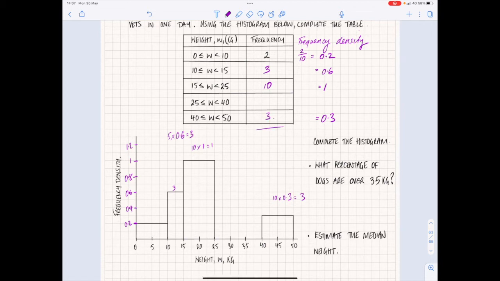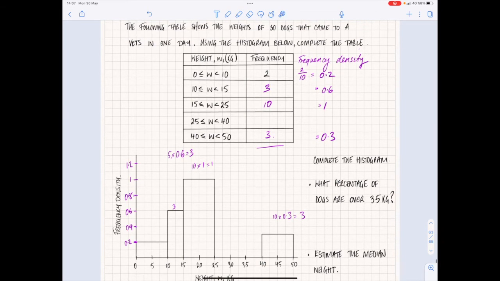Now, how can I find this information for the last one? It's really important that you read the question fully. The information is about 30 dogs. Well, there's 2 dogs there, 3 dogs there, 10 dogs there, and 3 dogs there. So in total, I've got 18 dogs. Okay, so 3 plus 2 is 5, plus your 3 is 8, plus 10, 18. Which means I now know that this frequency must be 12, because there has to be 30 dogs in total.